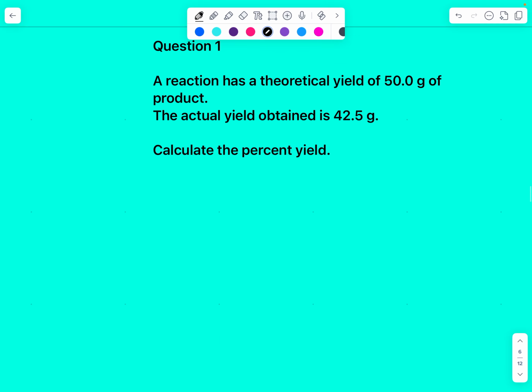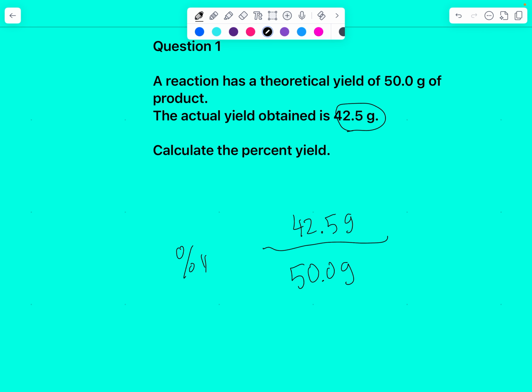Okay, so let's do a practice problem. A reaction has a theoretical yield of 50 grams of product. The actual yield obtained is 42.5 grams. Calculate the percent yield. So the actual yield is 42.5 grams. They literally just told us that, so I'm going to write it in the numerator. The theoretical yield is 50.0 grams. I'm going to substitute into the formula, and then I have the percent yield equals 42.5 divided by 50.0 times 100%.